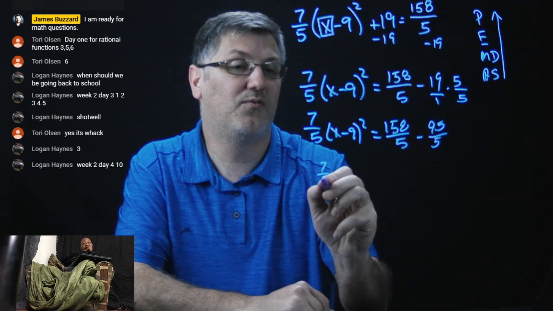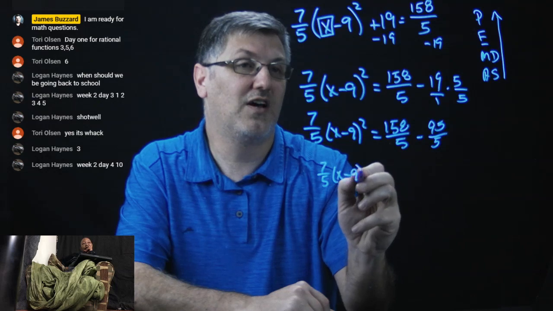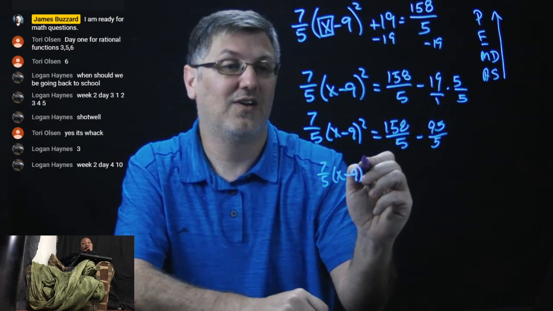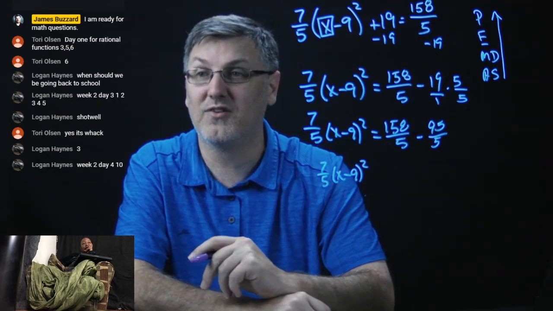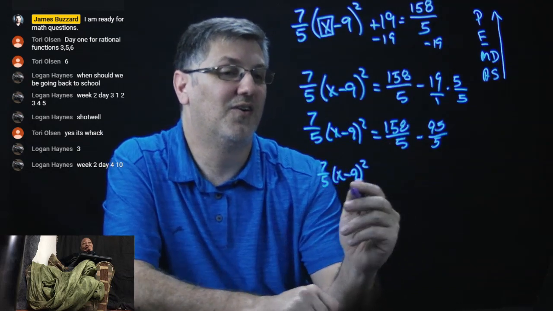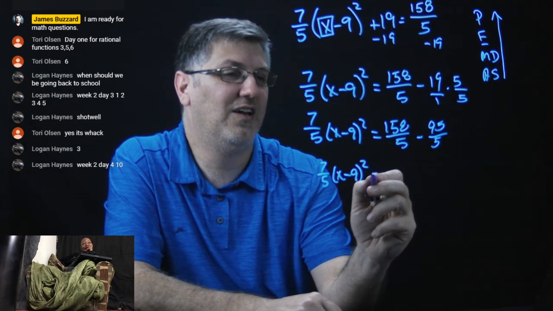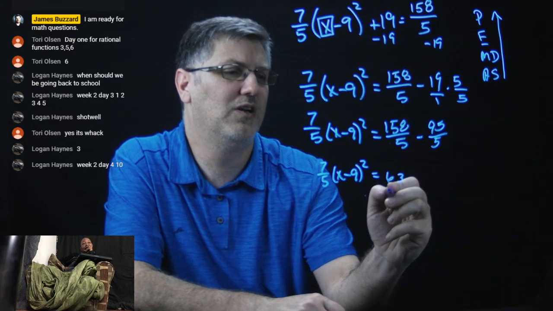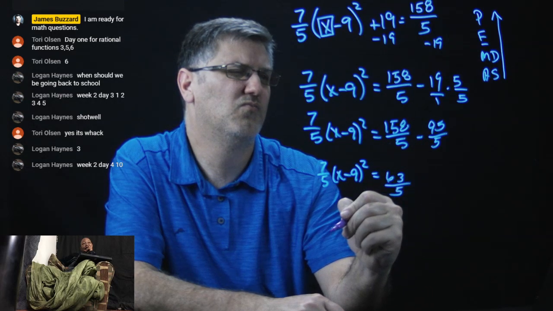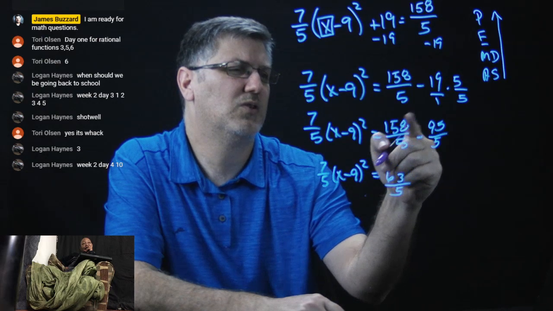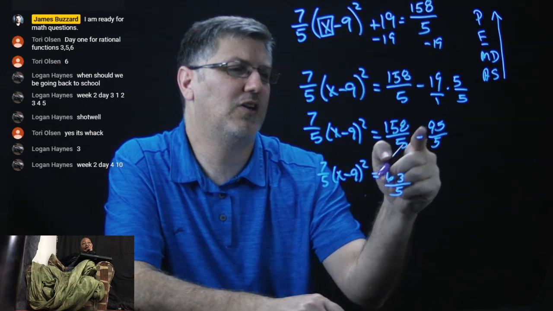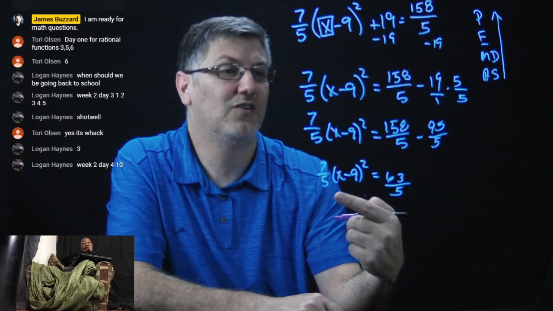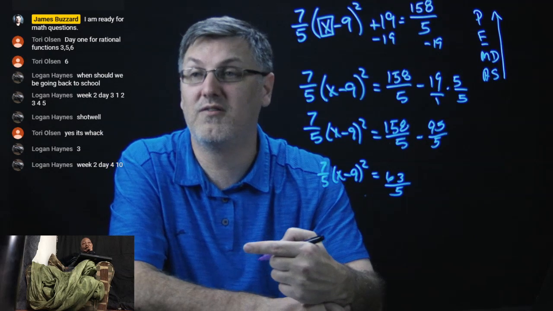So I have 7/5 x minus 9. Notice how I'm writing smaller. I always forget I don't have to write so big on this. 7/5 x minus 9 equals, let's see, 158 minus 95. That's going to give me a 63 over 5. That gives me a 3. 15 minus 9 is 6. So yeah, 63 over 5.